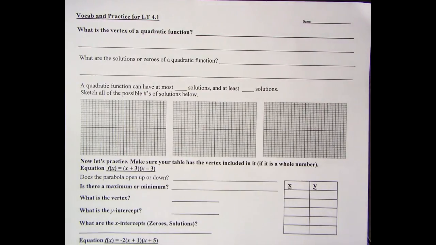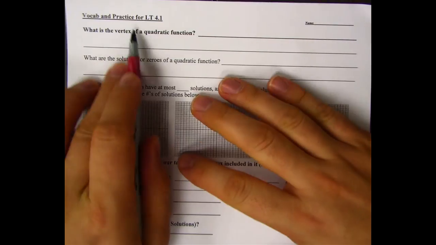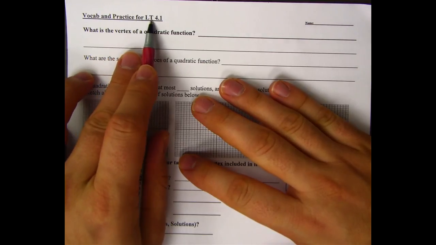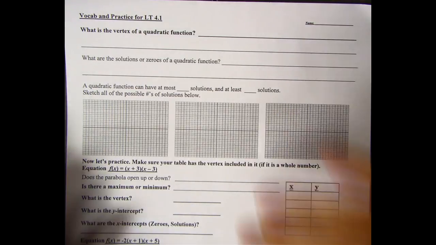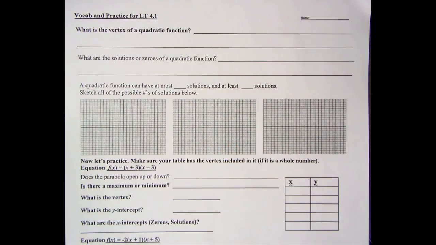All right, so you should make sure that you have this sheet right here, Vocab and Practice for Learning Target 4.1. It's going to be located on the green cabinet in the back. So make sure you've grabbed that. And then what we're going to do is walk you through some of the vocab and stuff in the beginning here, and then we're going to maybe do one problem with you, and then let you practice the rest of them, right? So let's just start out with this.